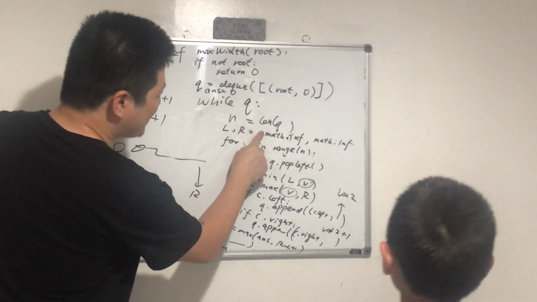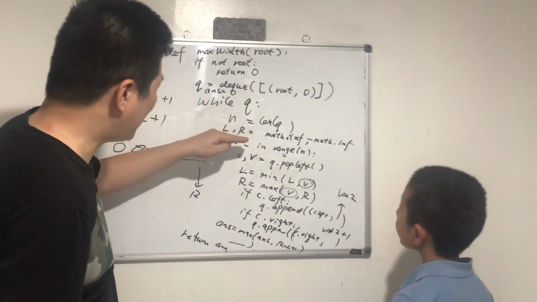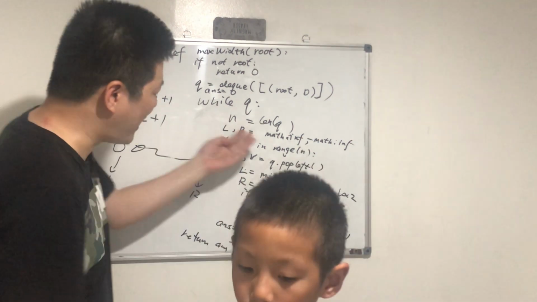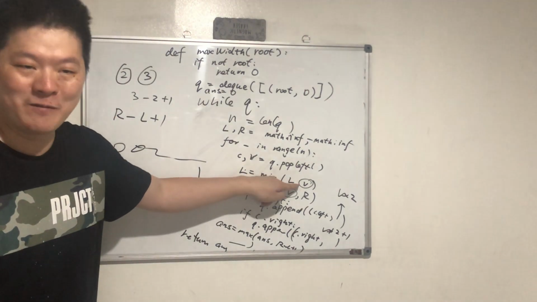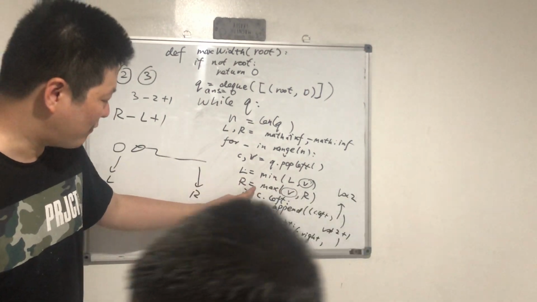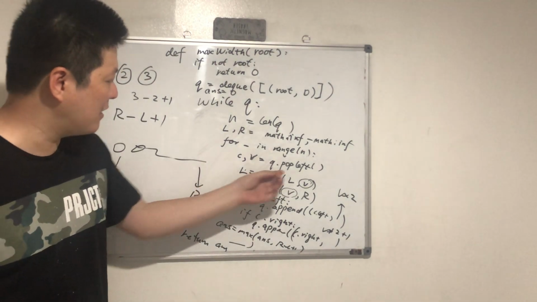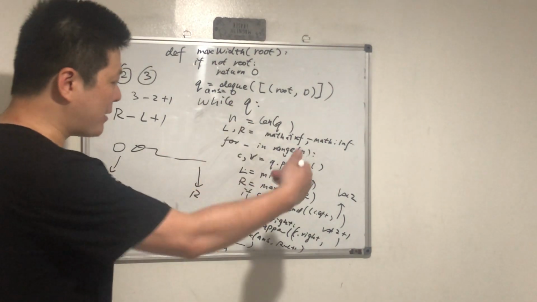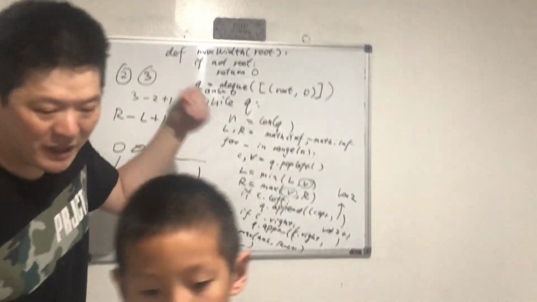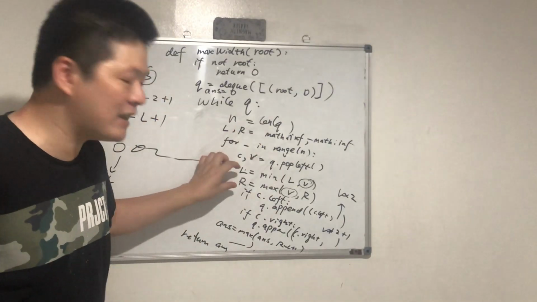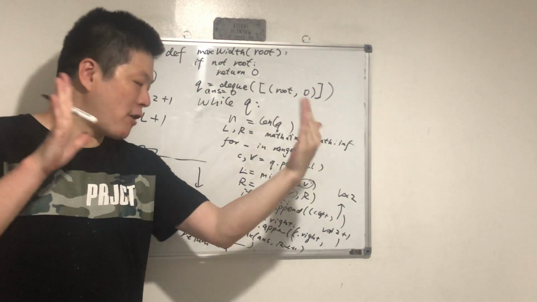Actually, this is opposite, right? Because for the left you want the minimum, and for the right you want the maximum. So L will be the minimum of L and V, and R equals the maximum of R and V. Because the right boundary at the beginning is negative infinity, so any number will be bigger than negative infinity. So these two statements are going to update the left and the right boundary.